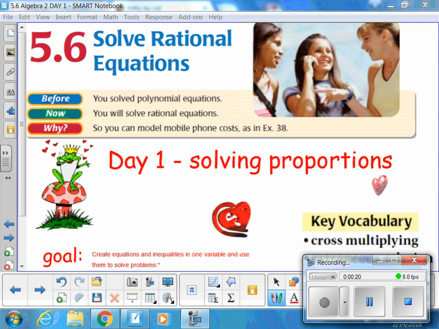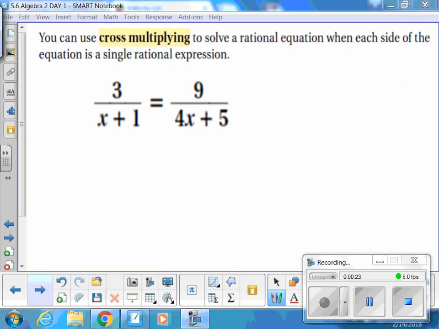All right, we're learning 5-6 today. Much easier than yesterday. Who's excited? Woo! Yeah! Let's do it! So you can use cross multiplying on all of our problems today. What we'll have today is a fraction being equal to a fraction.